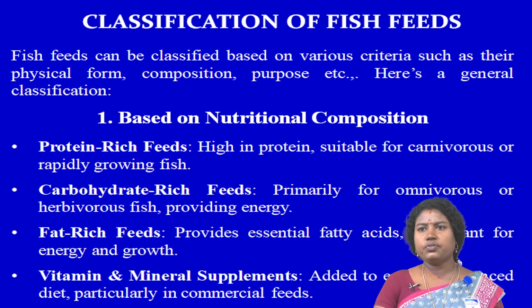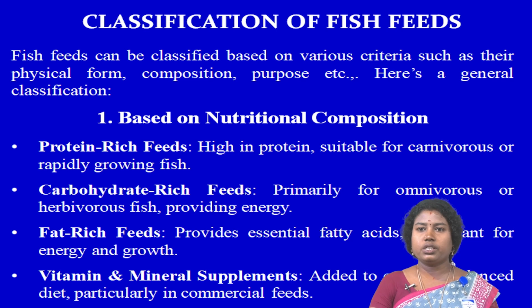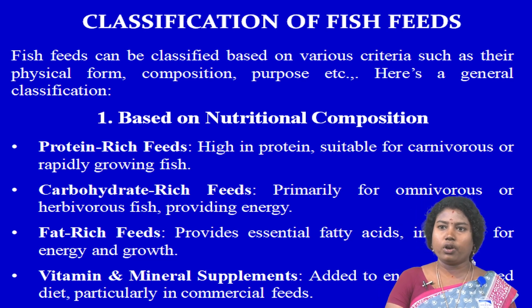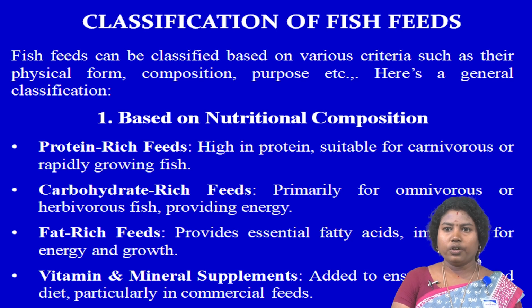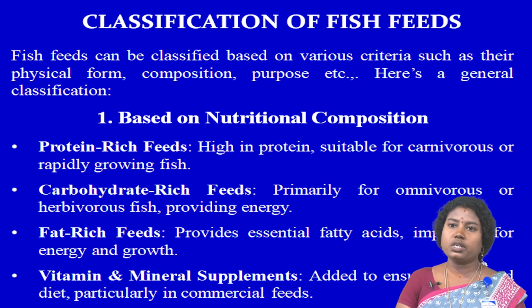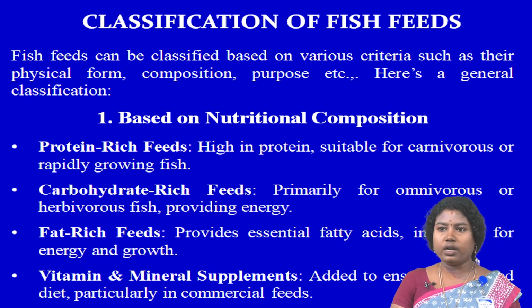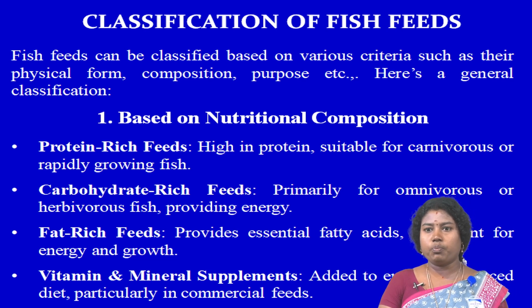Protein-rich feeds. These feeds are high in protein content, essential for the growth and repair of tissues, especially for carnivorous species or during the rapid growth phase. Protein sources often include fish meal, soybean meal or insect proteins. Carbohydrate-rich feeds. Carbohydrates provide energy and are primarily used for carnivorous and herbivorous fish. These feeds often include ingredients like grains, vegetables and other plant-based materials.